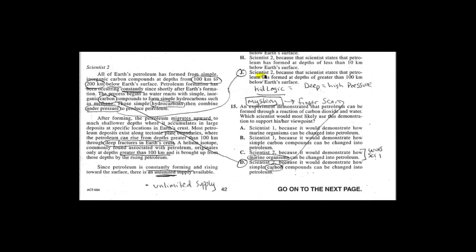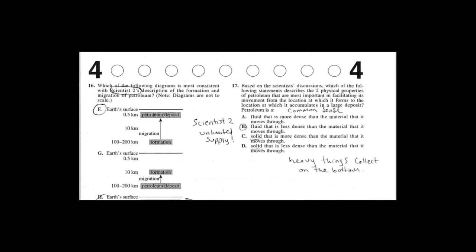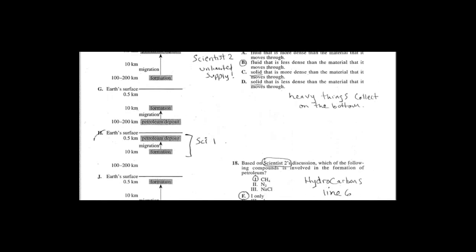The topic sentence of Scientist 2 says, all of the Earth's petroleum is formed from a single inorganic compound at depths of 100 to 200 kilometers. Right away, we know that the diagram has to have the formation being at 100 to 200. So when we look at answer choice H, we see that the diagram shows 10 kilometers. We know that 10 kilometers is from Scientist 1 and therefore can be crossed out and known as a wires crossed example. Let's go back up and continue reading.